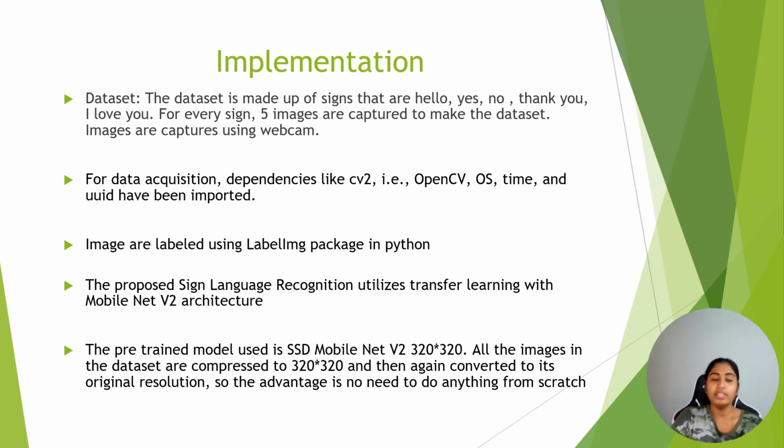Here comes the implementation. The dataset contains five signs, which I've already mentioned: hello, yes, no, thank you, and I love you. For each sign, I have taken five images, and I've also taken the dependencies OpenCV, OS, time, and UUID. This utilizes transfer learning with the MobileNet V2 architecture. As I've said, the pre-trained model is SSD MobileNet. All the images in the dataset are compressed to 320 by 320 and then converted back to the original resolution. The advantage is that there is no need to do anything from scratch because we are taking a pre-trained model.